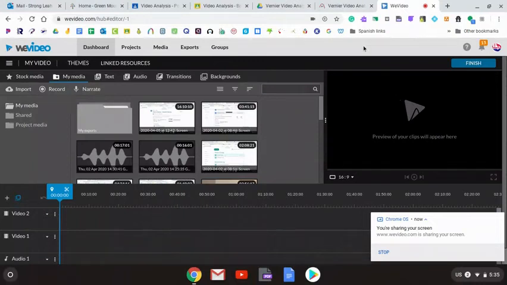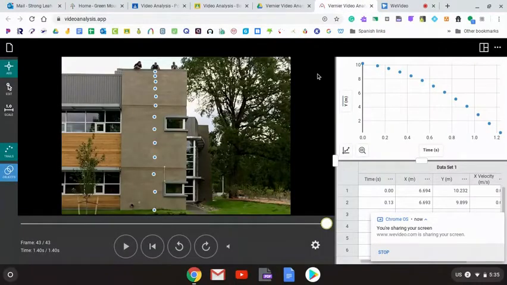Hi, this is a quick tutorial to go over a couple misconceptions about the assignment ball drop. So this is the correct video where a basketball is being dropped from the top of the school.